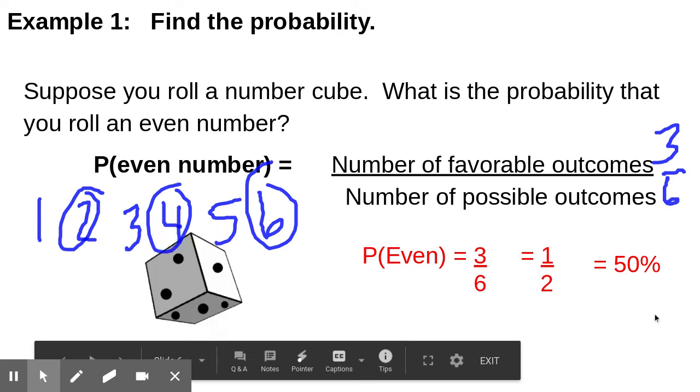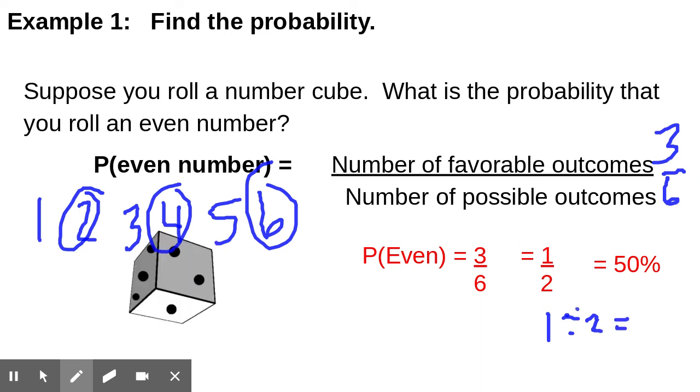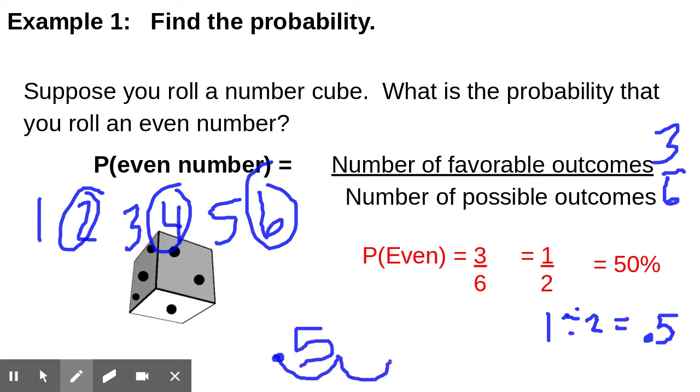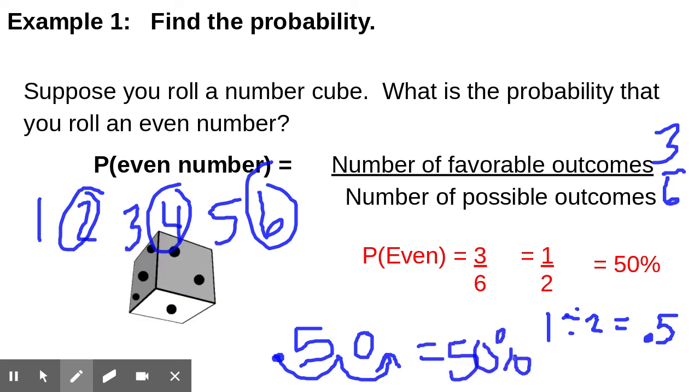And if you don't know how to change it to a percent, and if you have a calculator, you just take 1 and divide it by 2 in your calculator, and that will give you 0.5. And remember, to change decimals to percent, we just move your decimal point over 2 places, and that becomes the 50%. So again, you just take the numerator divided by your denominator in your calculator, and that gives you your decimal form. And to change your decimal to a percent, you move it over to the right 2 spaces.